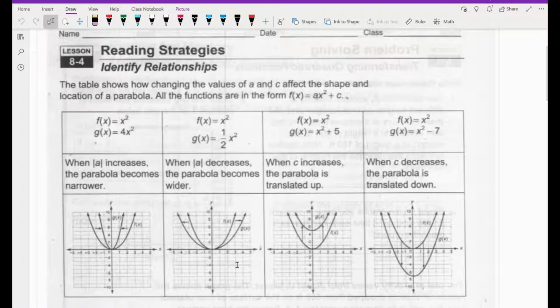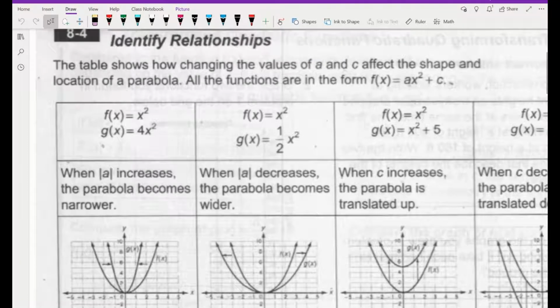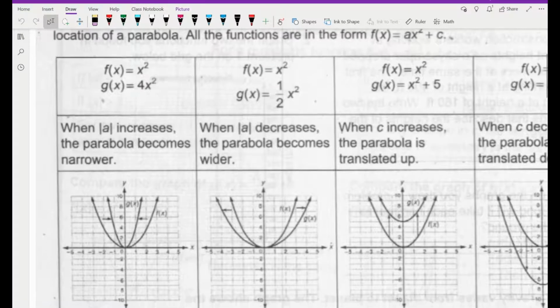So let's look at the worksheets now, 8.4 reading strategies. In the first example, it says f of x equals x squared, g of x equals 4x squared. The f of x is one equation, and g of x is the other equation. We're going to do the f of x in black. There's the regular x squared equation. And then the g of x, I'll do it in red. See, it's 4, so as numbers get bigger than 1, they get more narrow. See, it's more narrow.